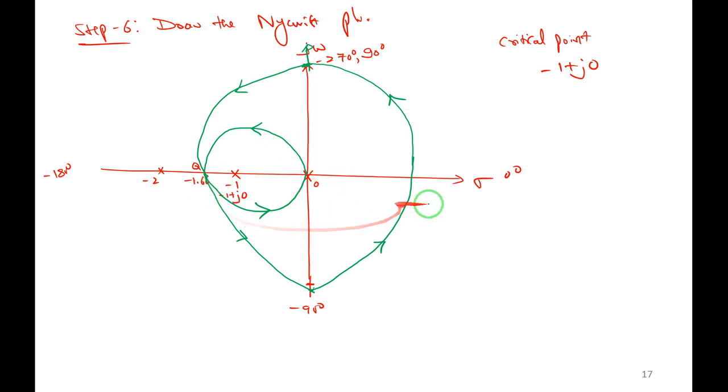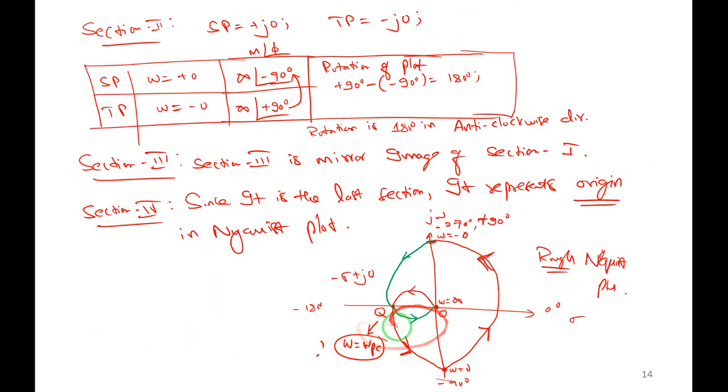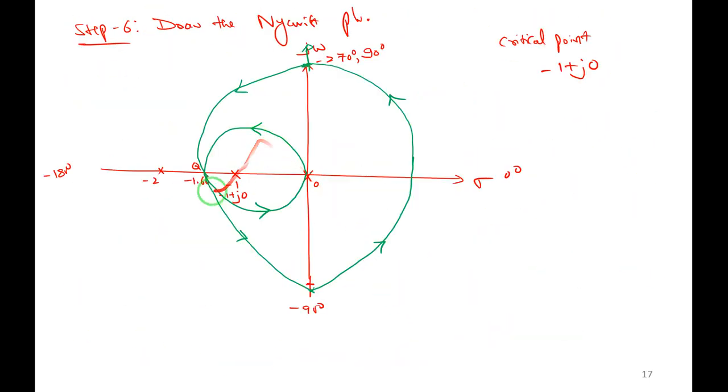Okay, I hope you understood. The rough sketch is ready here. We have drawn the rough sketch, taking point Q into account, and the critical point also considered. So minus 1.6 is here. My critical point is here. Just observe, right? Step 6 is over. This is the Nyquist plot.